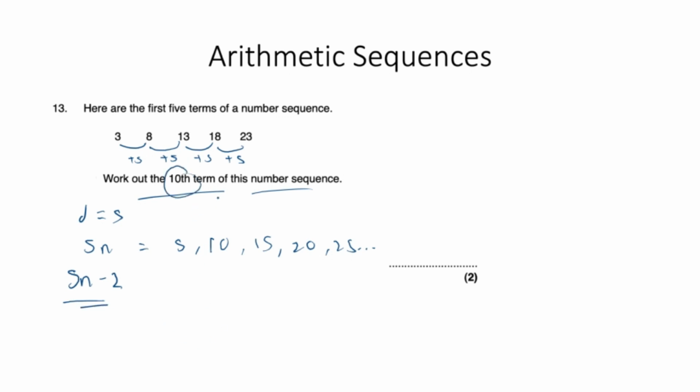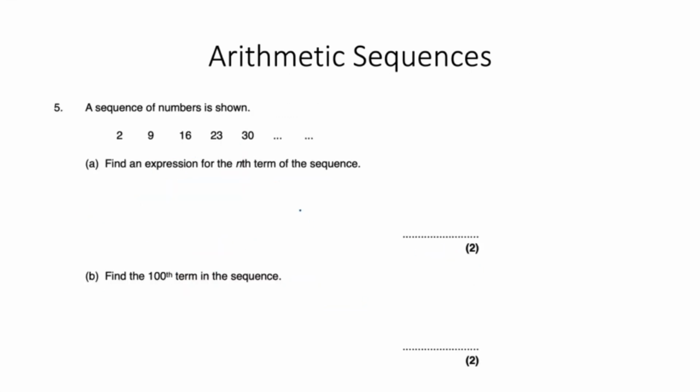Now to find the 10th term, you just substitute n by 10. So 5 times 10 minus 2, which is 50 minus 2, 48. And this would be your 10th term, 48. Alright, last question. So here's another sequence: 2, 9, 16, 23 and 30.